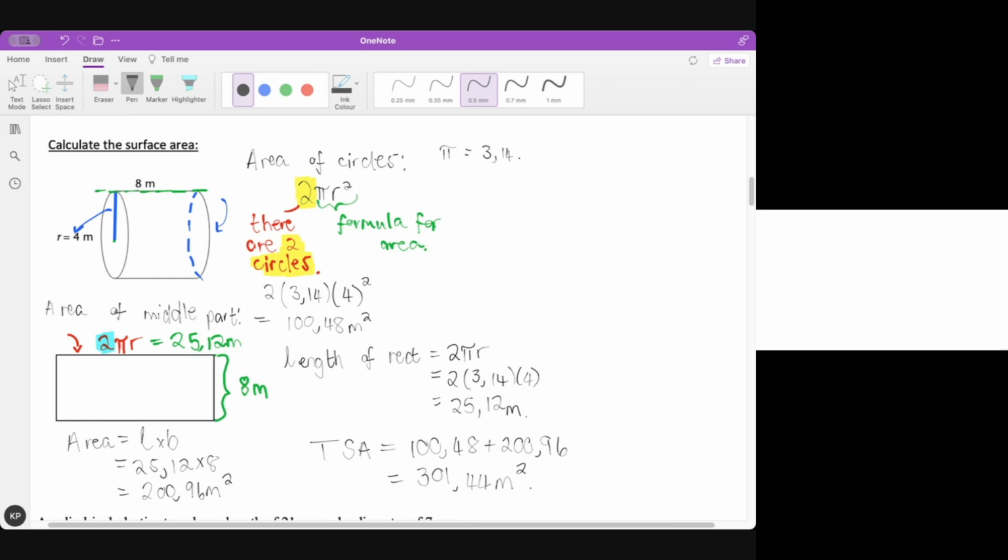Lorianne, let me unmute you. There we go. Hello. I'm really lost. So the length of the, what is that? The rectangle. Now, I understand that part, but the area in the top surface area, I don't understand that. I don't understand how you got that.